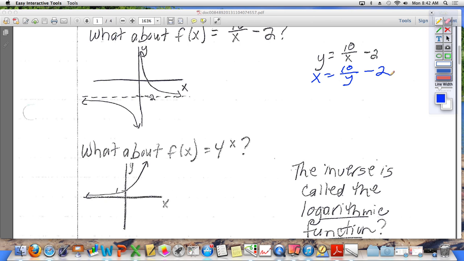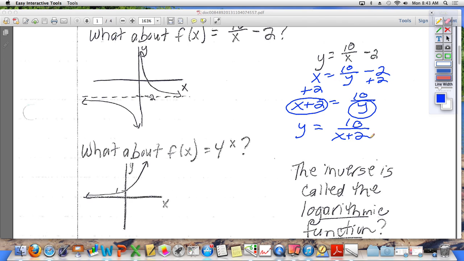What is the first thing you need to do to solve for y, guys? Add 2. So you add 2 to the right, you add 2 to the left, so you end up with x plus 2 is equal to 10 divided by y. We're trying to solve for y, and whenever the letter that you are solving for is in the denominator, you have to switch it with the other side. So y is equal to 10 divided by x plus 2. So that would be the inverse.